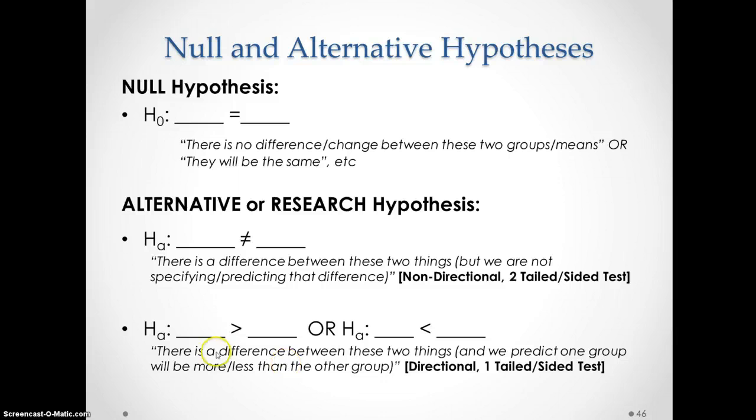Now if we look down here, there is a difference between these two things, and we think that one group is going to be more or less than the other group. In that case, we use what's called a directional hypothesis, and we use the greater than or less than signs. And this would be done with a one-tailed test.